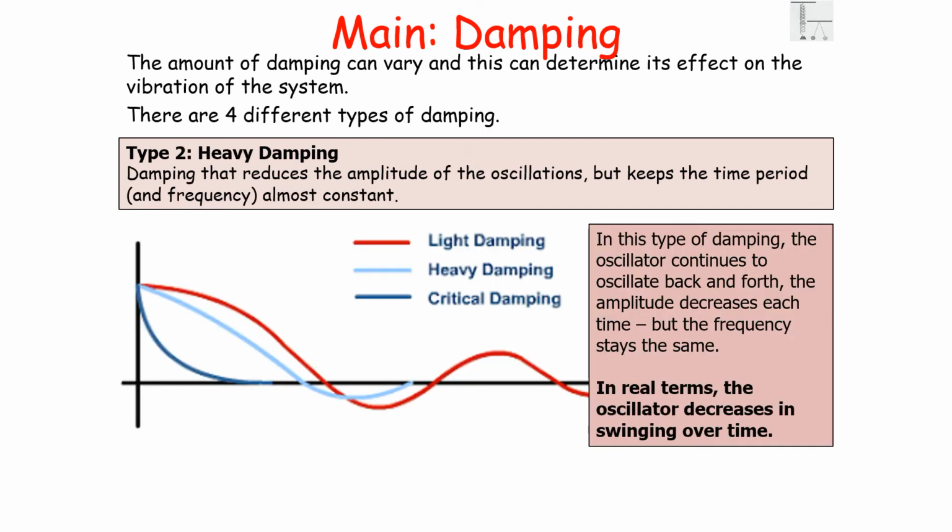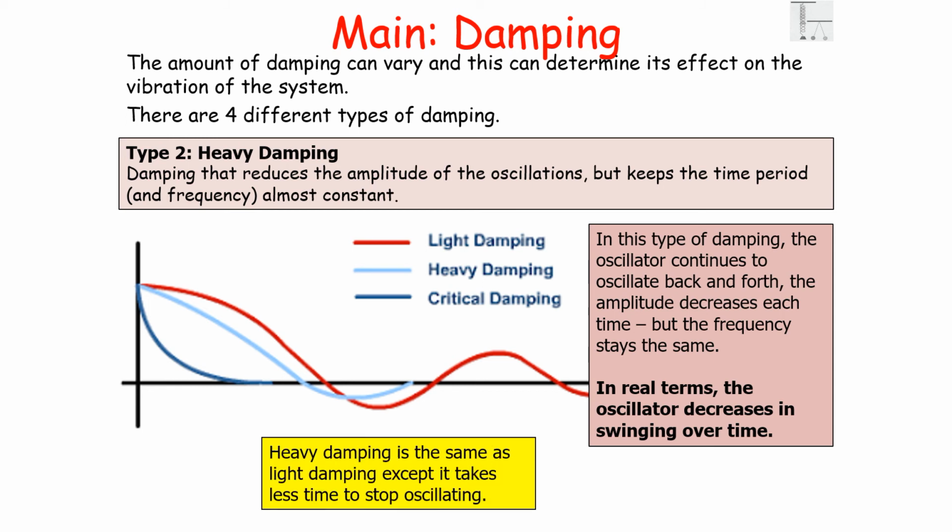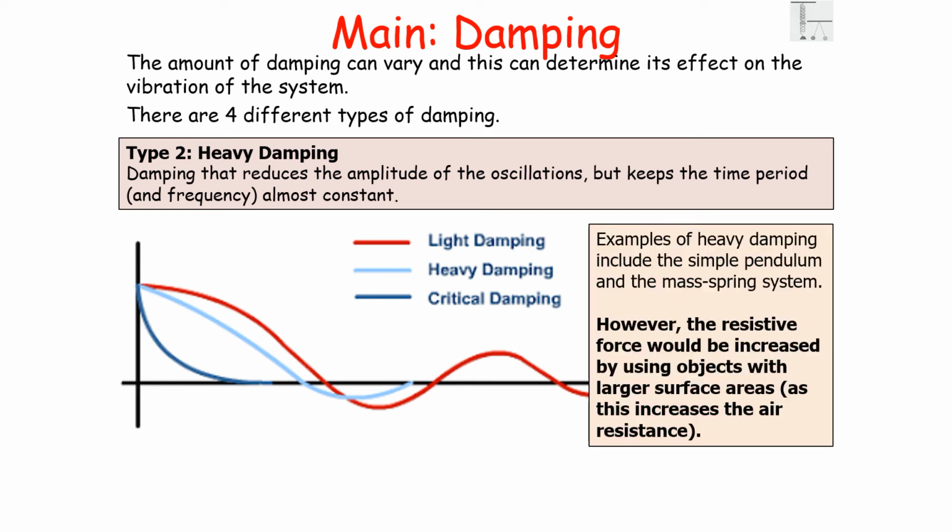Now, heavy damping is damping that reduces the amplitude of oscillations but also keeps the time period and frequency almost constant, so the oscillator decreases in swinging over time. But in contrast to light damping, this damping effect is quite fast. Heavy damping is the same as light damping, but it takes less time to stop oscillating, so the reduction in amplitude is greater. This could be because the resistive forces producing the damping effect are now larger. For example, the object could have a larger surface area, which would increase its air resistance.